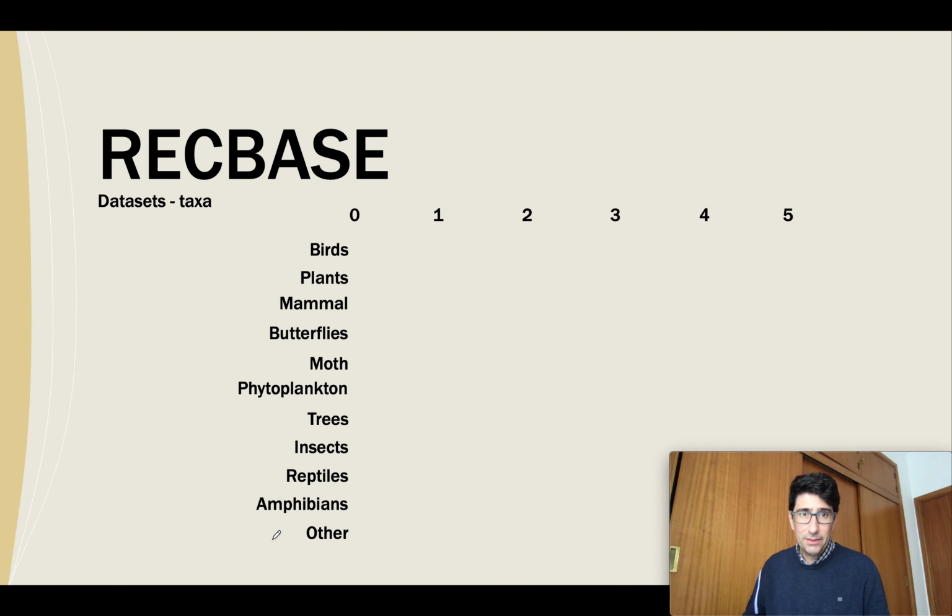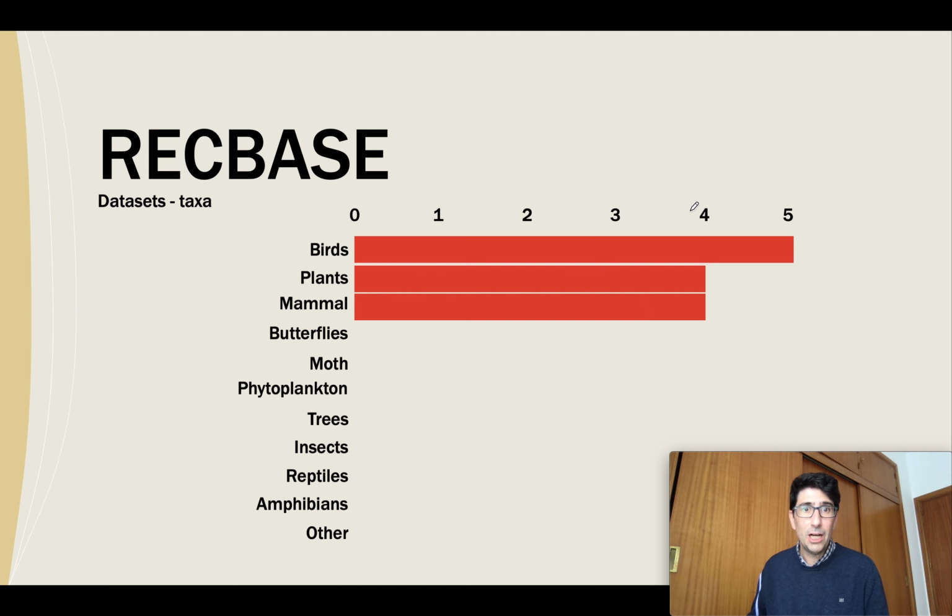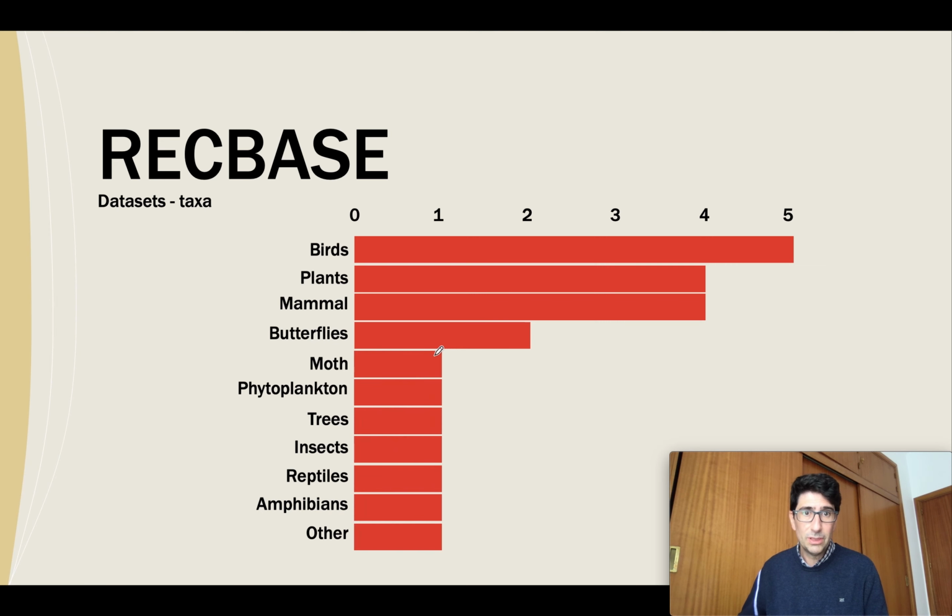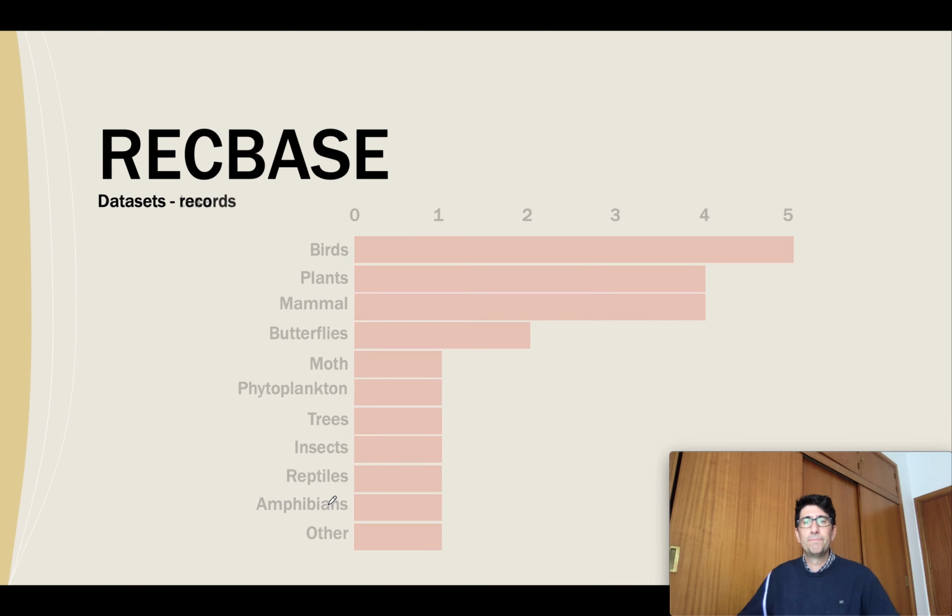If we see this graphically, we'll see that if we count how many data sets have birds, 5. How many have plants and mammals? We have 4. How many butterflies? 2. And then the rest 1. Moth, phytoplankton, trees, insects, reptiles, amphibians, and all.